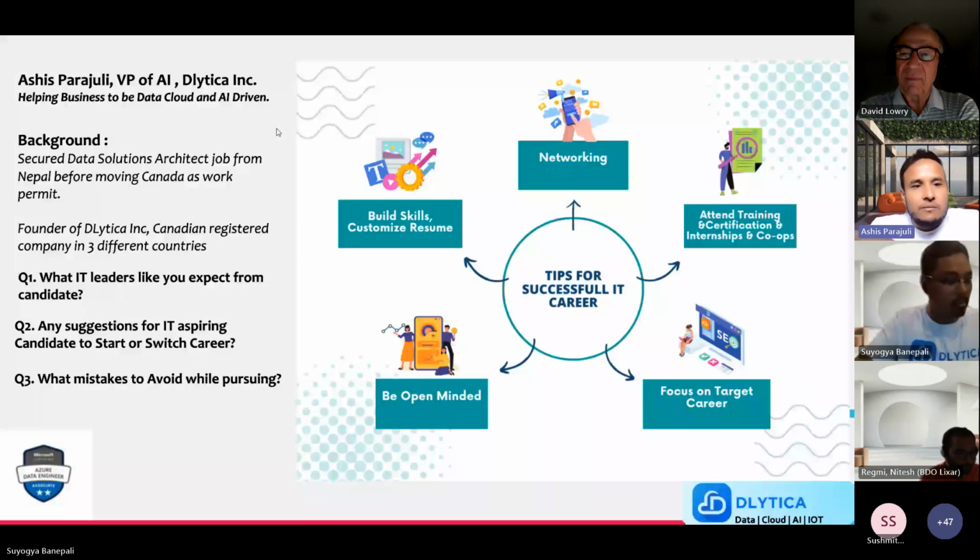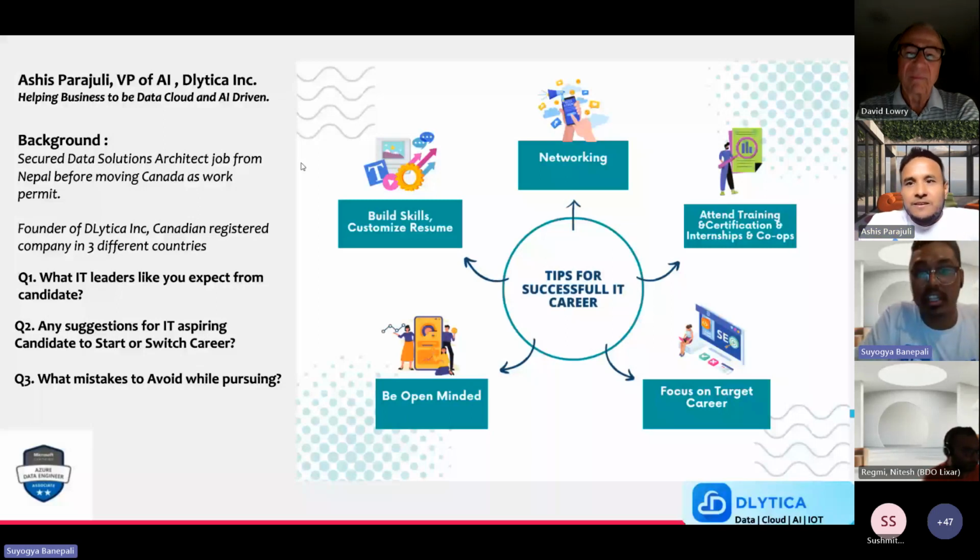You get yourself into that field and keep growing, so eventually you'll be there. But without foundation, you cannot do anything. So that's important, and it's not something you can do overnight. Right, Suyagya? Yeah, I totally concur on that.